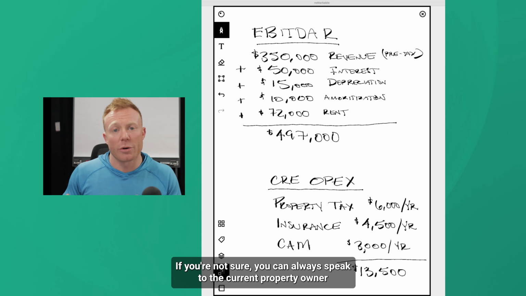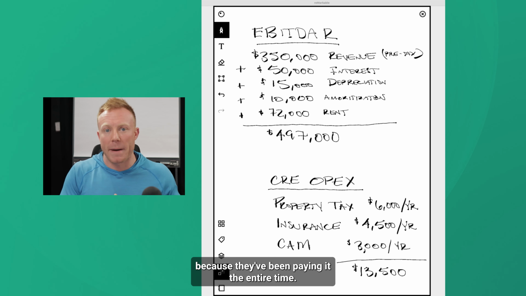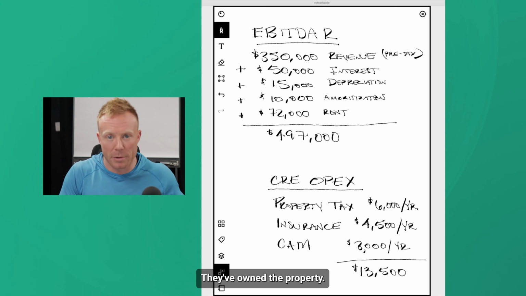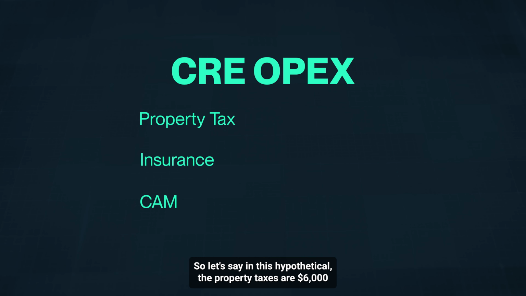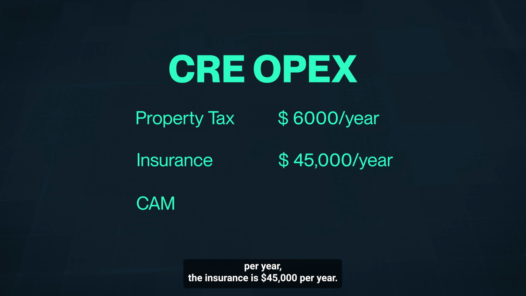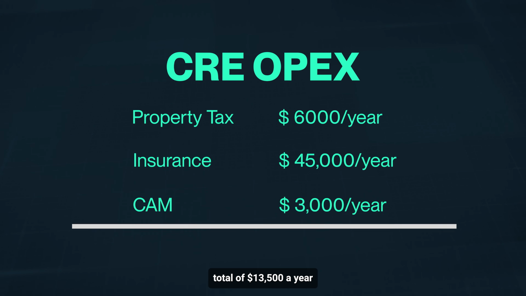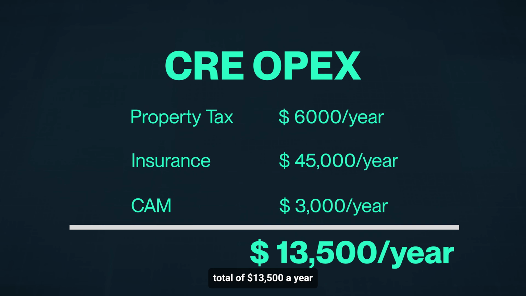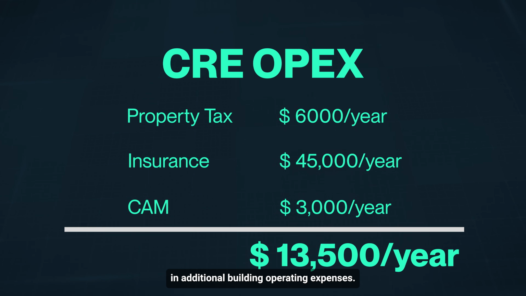If you're not sure, you can always speak to the current property owner, and they're likely going to have all this information ready for you to go because they've been paying it the entire time they've owned the property. So let's say in this hypothetical, the property taxes are $6,000 per year, the insurance is $4,500 per year, and the CAM is $3,000 per year for a grand total of $13,500 a year in additional building operating expenses.